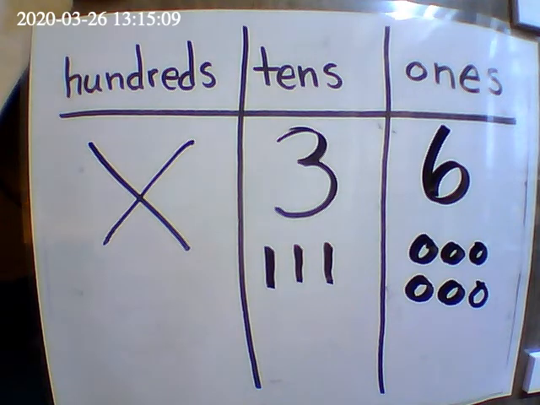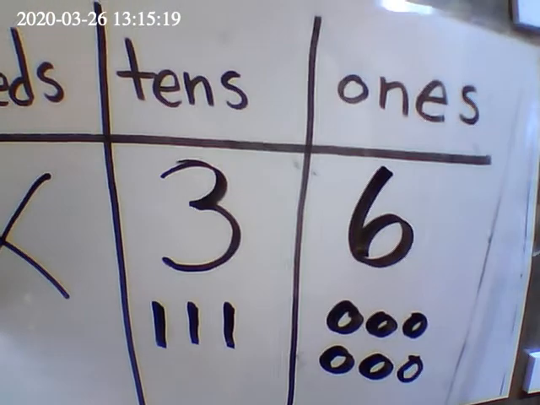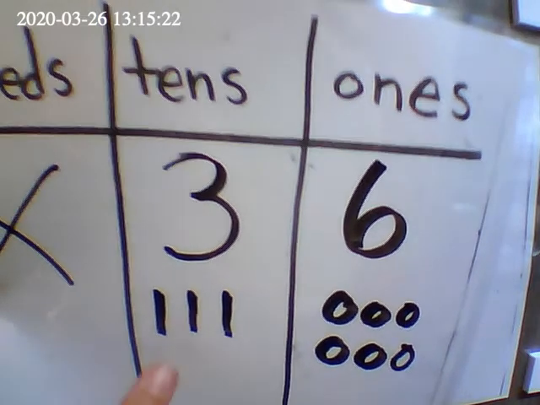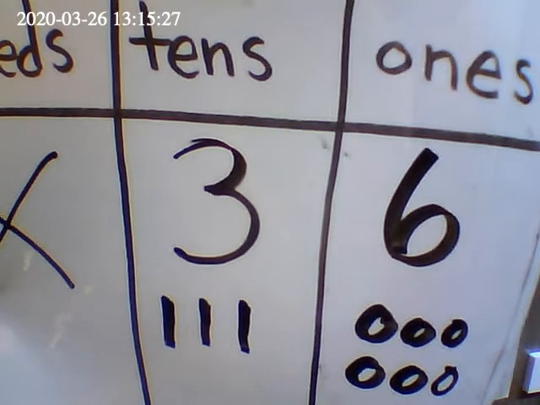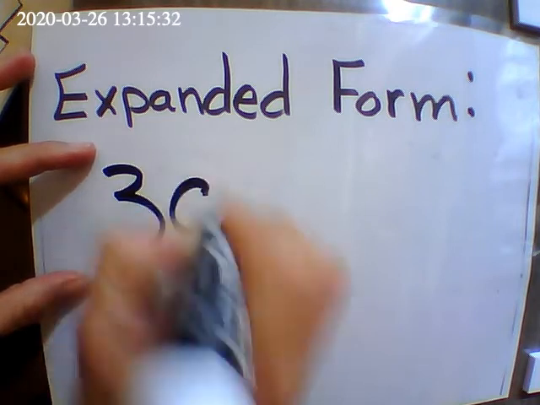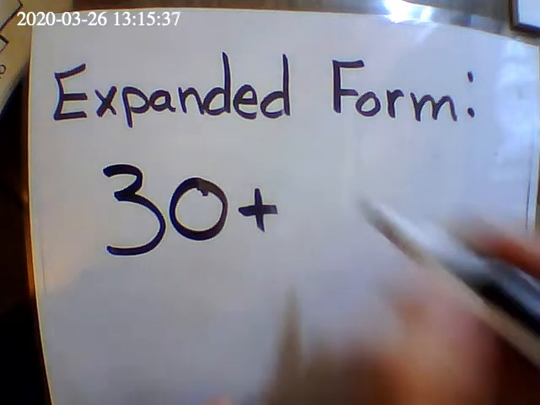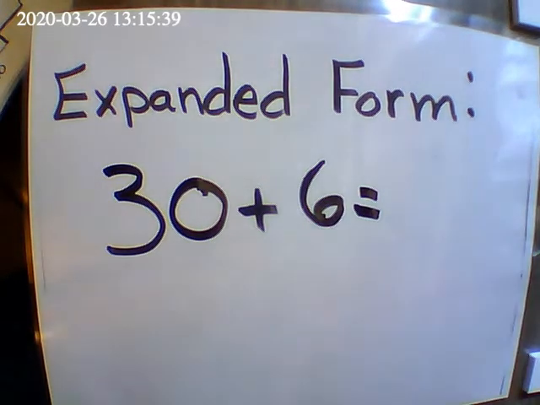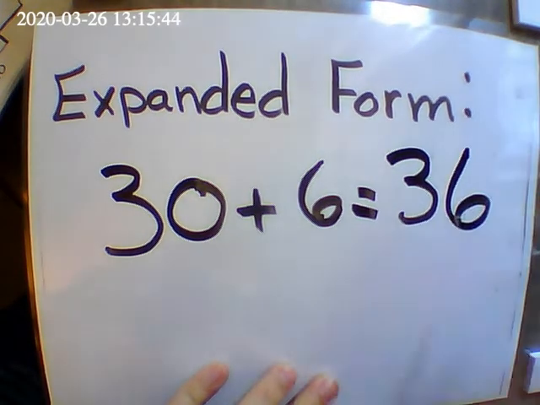So now, after this one, we're going into our expanded form using the same number, 36. So with this one, we're just going to look real quick at this. 3 tens. What does 3 tens equal? So let's count by tens. 10, 20, 30. 3 tens is the same as 30. So we're going to put 30 plus the amount of ones we have. And we have 6 ones. So what does 30 plus 6 equal? 36.